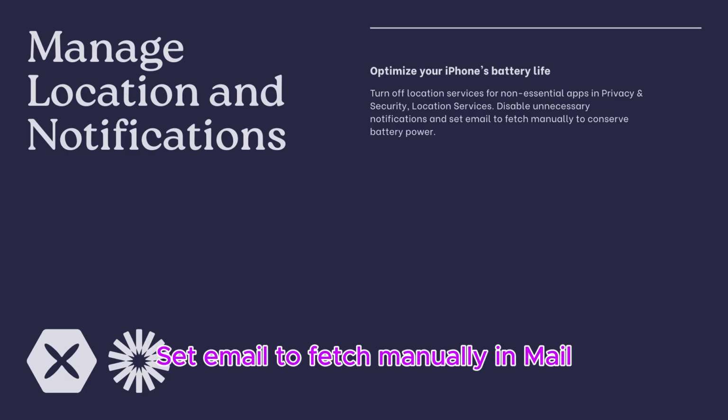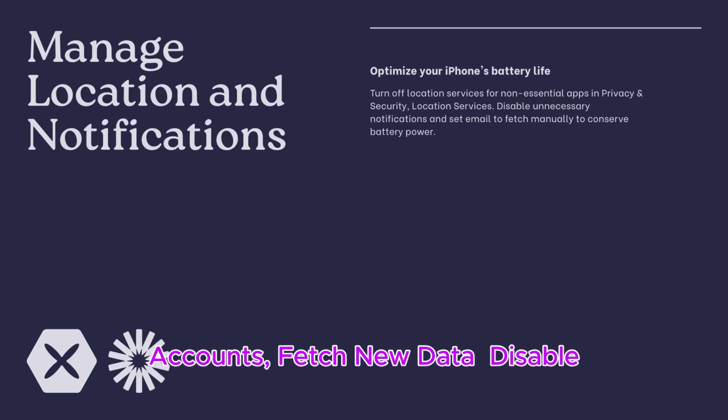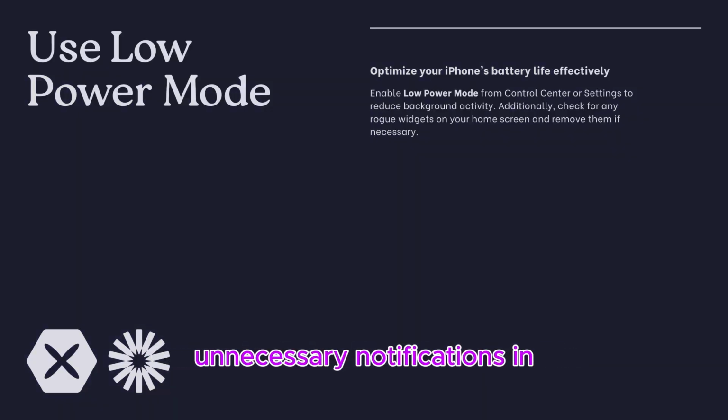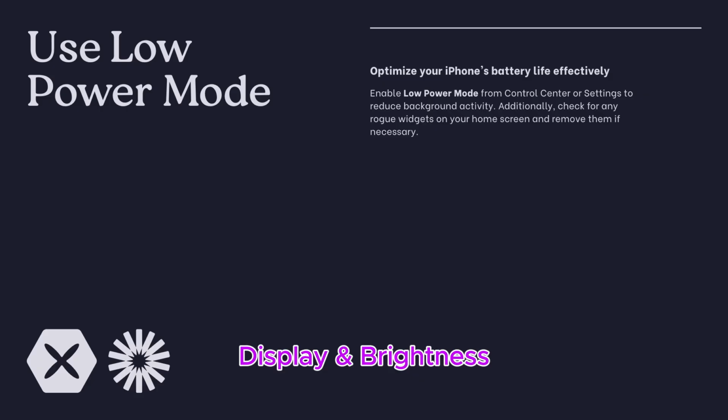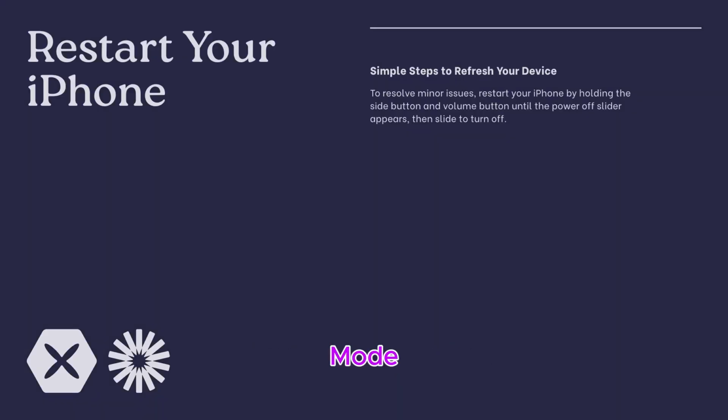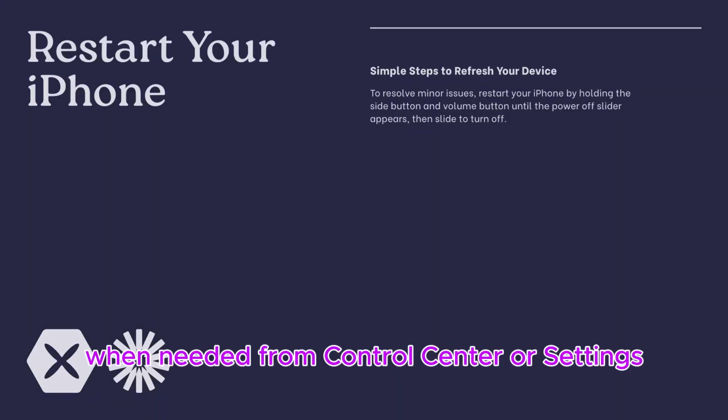Set email to fetch manually in Mail, Accounts, Fetch New Data. Disable unnecessary notifications in Notifications. Turn off raise to wake in Settings, Display and Brightness. Enable low power mode when needed from Control Center or Settings.